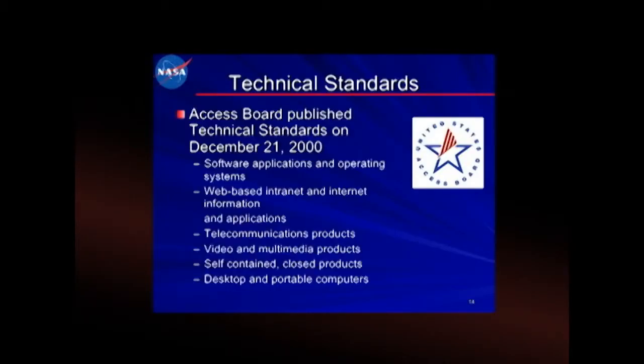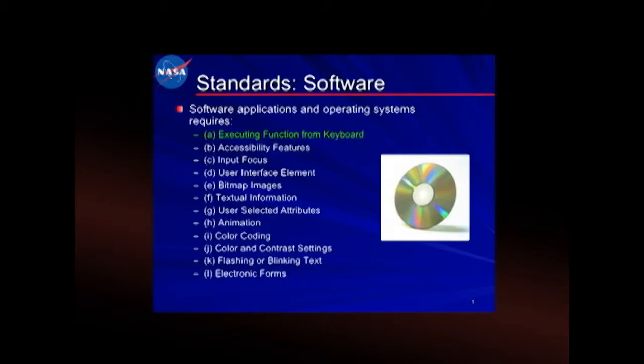All right, the technical standards. I'm going to give you a little bit of information on each set of technical standards, so you have an idea of what we're talking about here. For software applications and operating systems, it requires that you can execute functions from a keyboard. If you have some type of software, you just have to make sure that it's keyboard accessible. That's assuming that you have a keyboard. Many of our tablets and iPhones don't have a keyboard. So this particular standard would not necessarily apply.